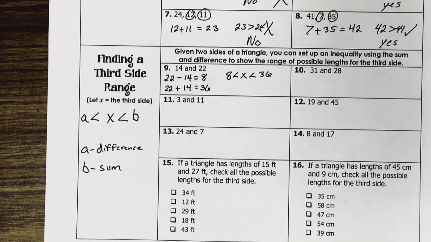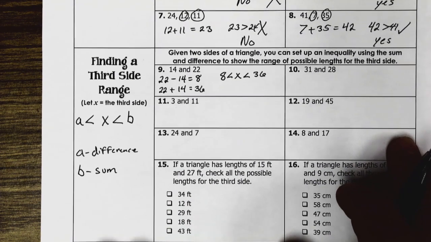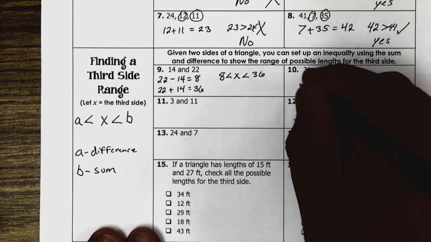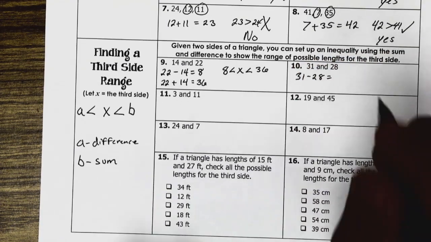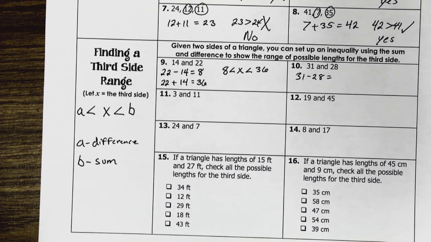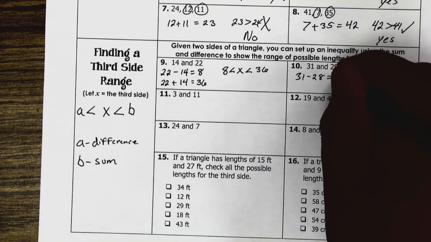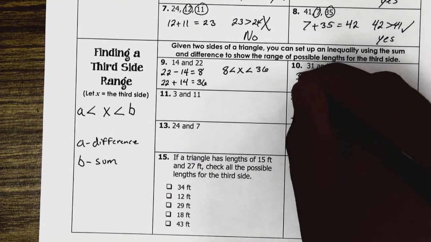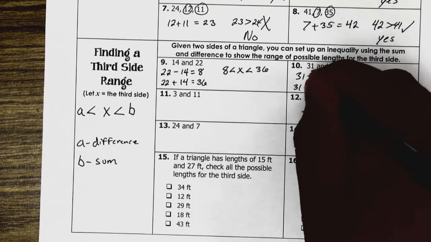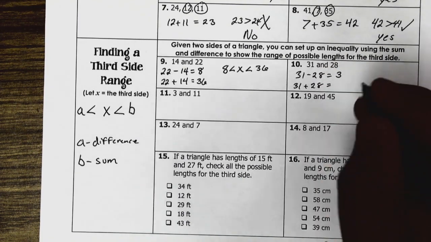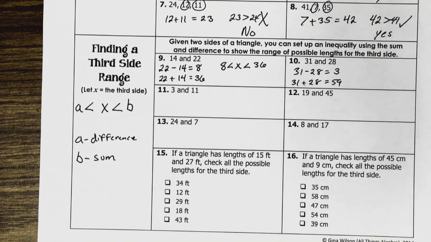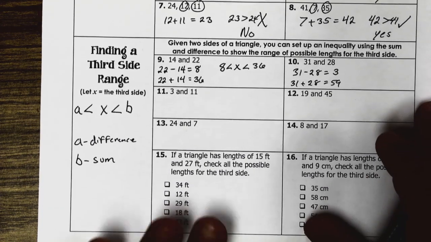You're just going to be subtracting the two numbers to get the minimum number, and then you're going to be adding the numbers to get the maximum. Okay? All right, so same thing. Let's do the difference first. 31 minus 28 gives me 3. And then now let's add. It gives me 59. So my range of values is between 3 and 59.